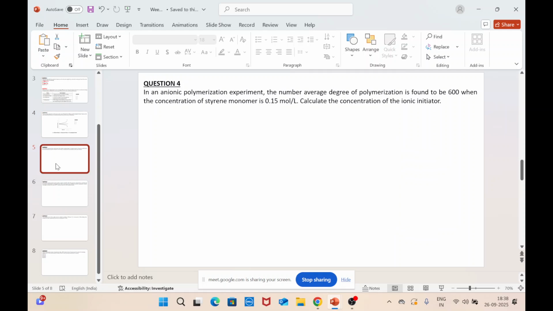In an anionic polymerization experiment, the number average degree of polymerization is found to be 600, and the concentration of the styrene monomer is given as 0.15 mole per liter. Calculate the concentration of the ionic initiator. As we know, living polymerization is ionic in nature, and you have two types: anionic and cationic. In anionic polymerization, apart from the monomer, you also have an ionic initiator.